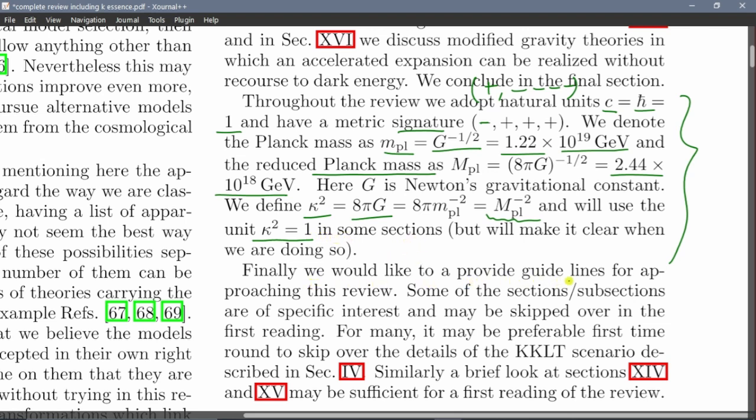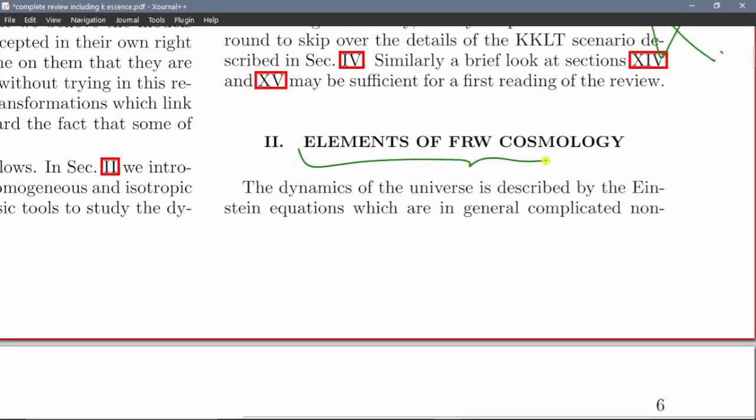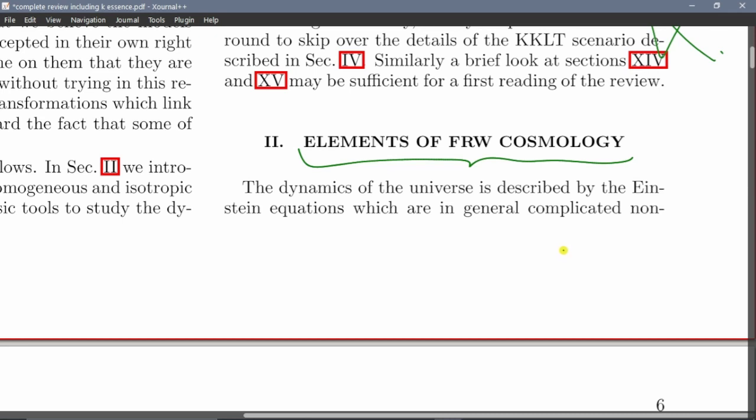Finally, we would like to provide a guideline for approaching this review. Some sections and subsections are of specific interest and may be skipped over on first reading. So now we are going to start with elements of FRW cosmology. What are the elements we have to understand in order to begin with FRW cosmology?